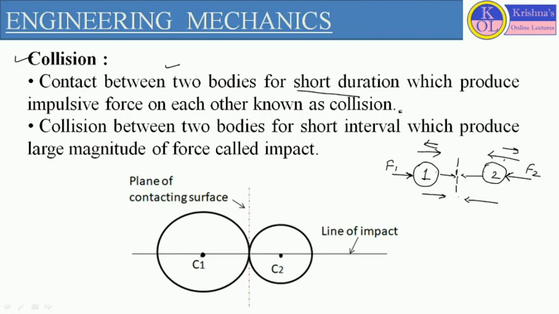We can take some examples of collision. Here we will take a very simple example. Let us consider one object which is falling on the floor, or a ball which is moving towards the floor. If you are playing with the ball and throwing it toward the floor, the contact between the floor and the ball will produce some impulsive force that can change the direction of the ball. So this is an example of collision.